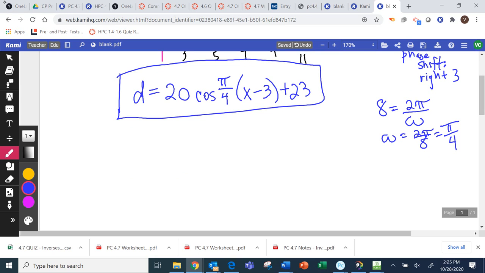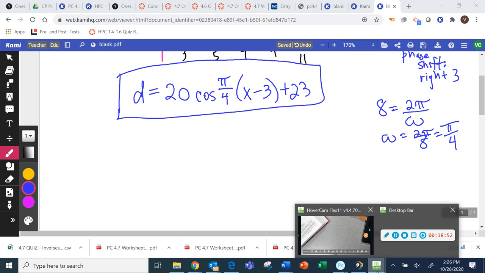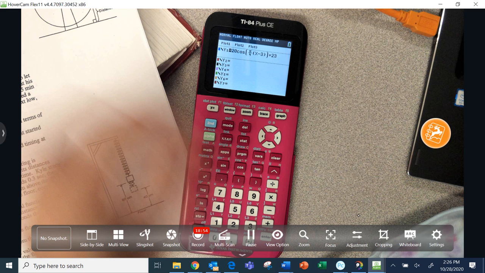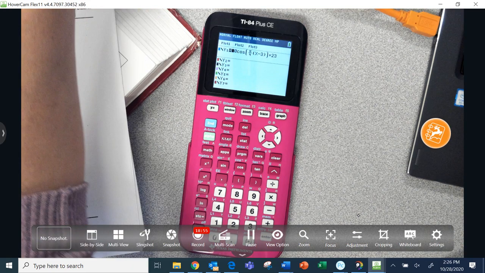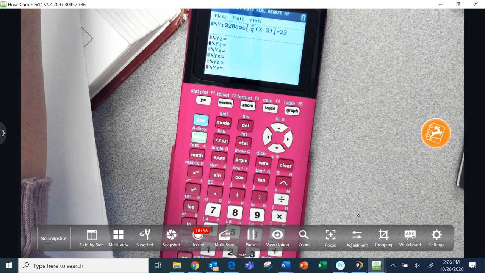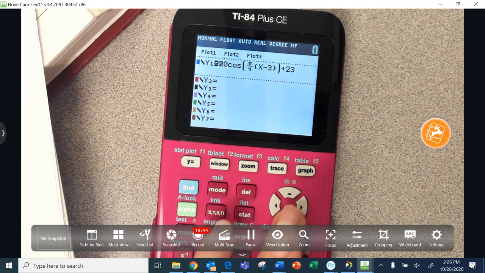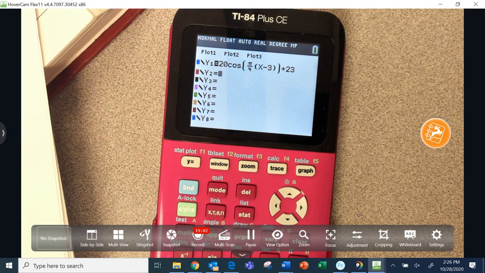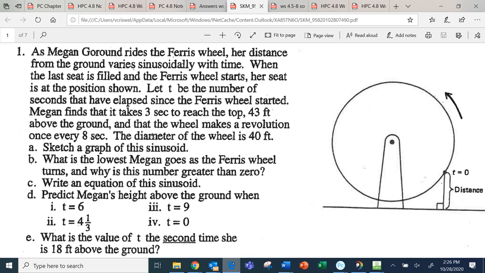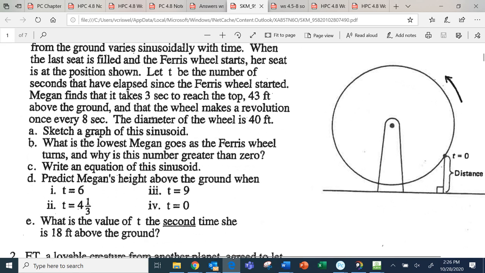The second part, I'm going to use the calculator for. So the first thing that you want to do when you get to the second part is what we've done before. You're going to type that cosine function into the calculator. The second part of the question says predict her height.